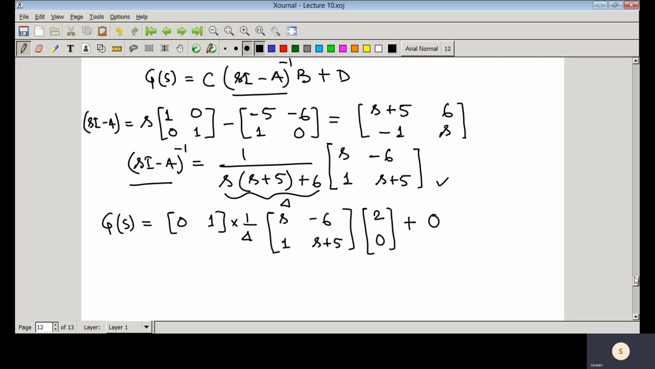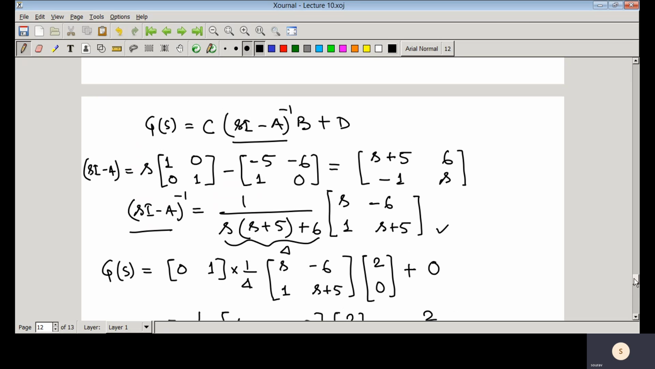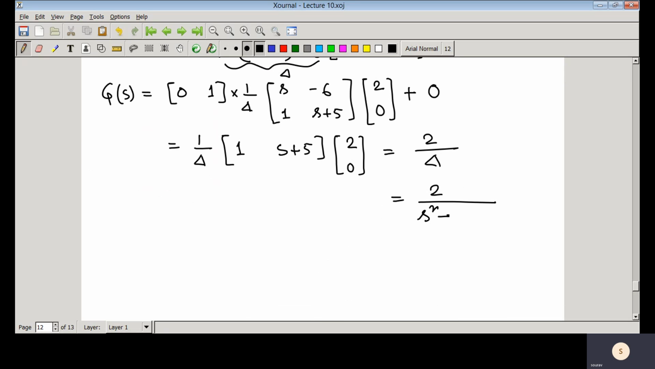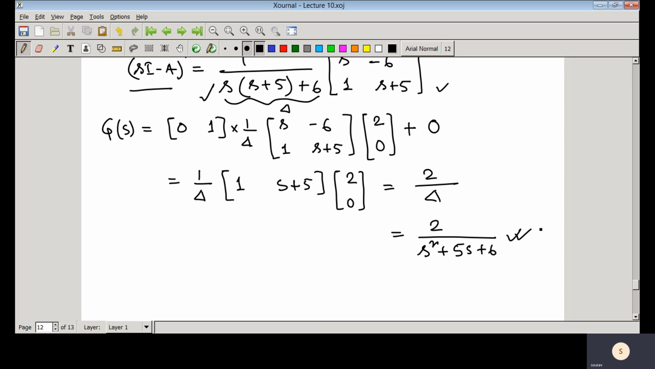So now if you simplify this matrix multiplication, I am taking 1 by delta to the left, and if you multiply this matrix, it would be equal to [1, s+5], just simple matrix multiplication, and here you have 2 by delta. And what is delta? Delta we get as s square plus 5s plus 6. So this is the delta.